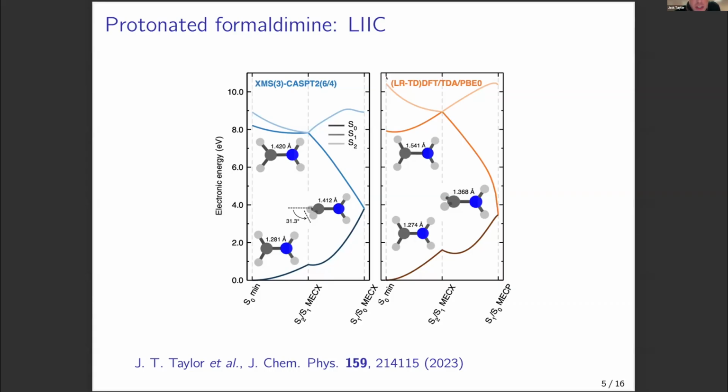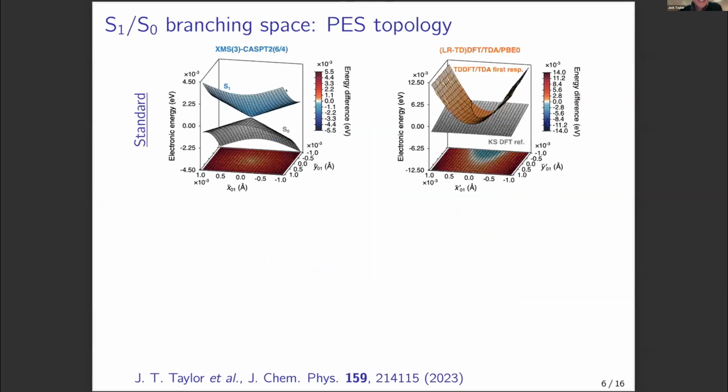I forgot to mention, just some bookkeeping, that in our TDDFT calculations, we always use the Tamm-Dancoff approximation, and we take our reference method to be XMS-CASPT2, a well-known multi-reference method. Okay, so these are 1D plots. Let's actually look at the explicit branching spaces.